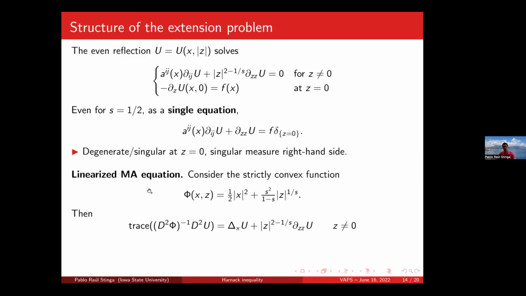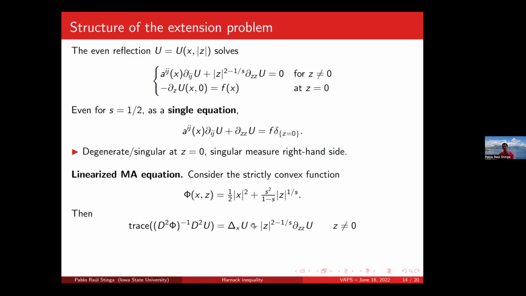So let's look at this strictly convex function phi of x and z: x squared, and then you have this z to the 1 over s, right? If you linearize Monge-Ampère on this phi, this is what you get. The linearized Monge-Ampère is the trace of the inverse Hessian of phi acting on u, right? D to u is this operator.